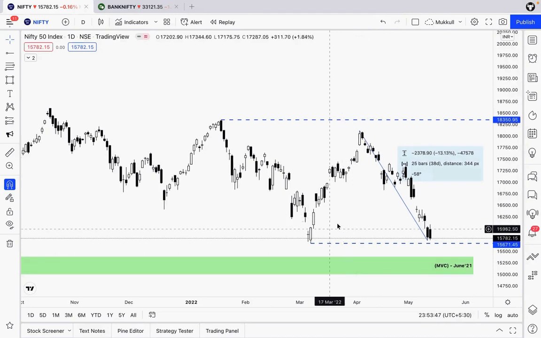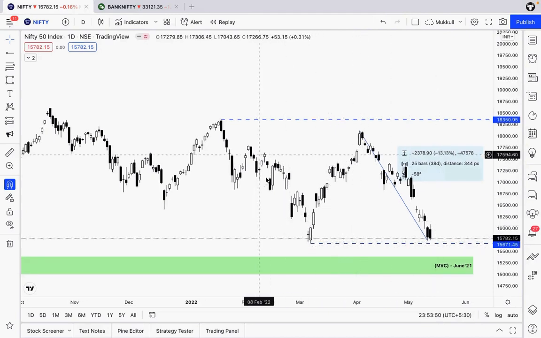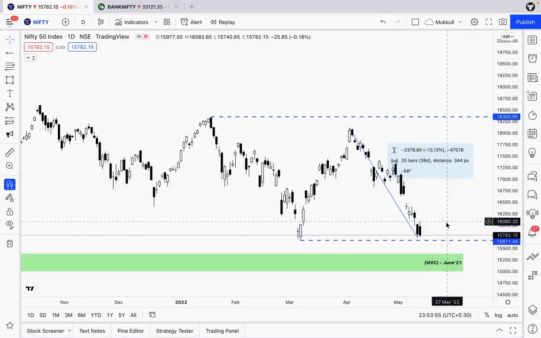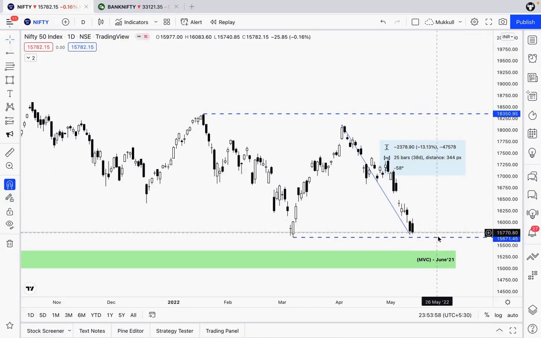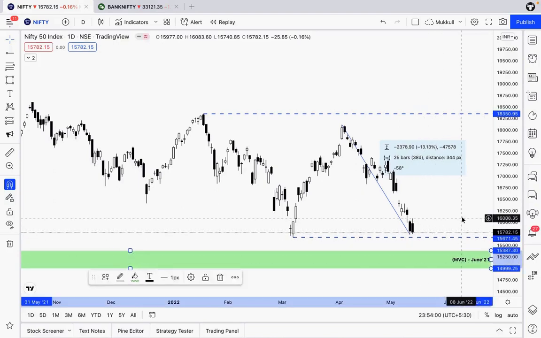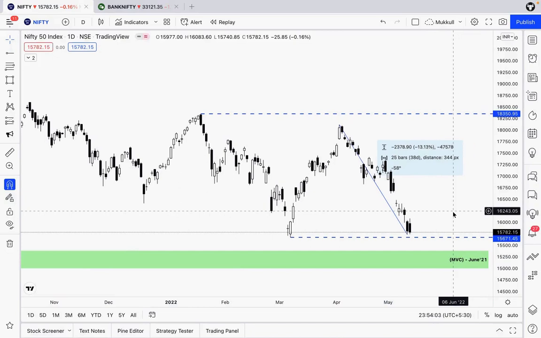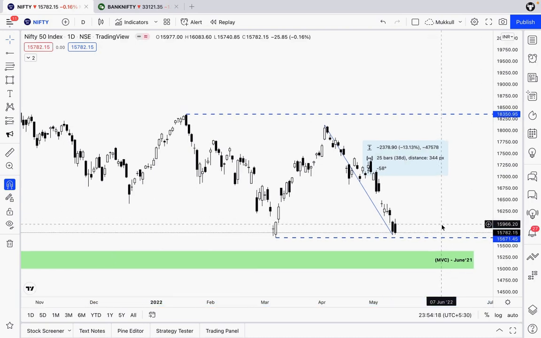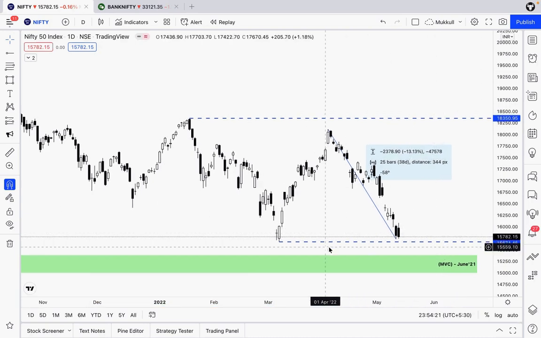So if you see this thing here, we were talking about the swing highs and swing lows. We have a swing low here. What is the swing low? 15,670. Unless we have a daily closing below 15,670, we cannot assume that we are going for a further fall towards 15,000, or you can say 15,380 levels. But emphasize the word which I said, that is closing, not crossing.